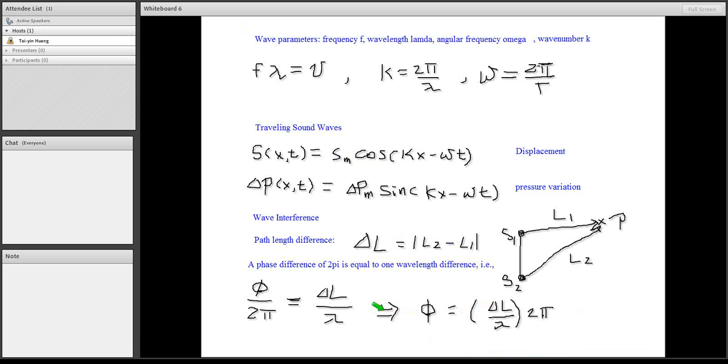Okay, and when we are dealing with waves, there are several wave parameters which you're already familiar with, but let me just give you a refresher. When you're dealing with a wave, the parameters are frequency, angular frequency, wavelength, and also wave number. So you need to know how these parameters are related to each other.